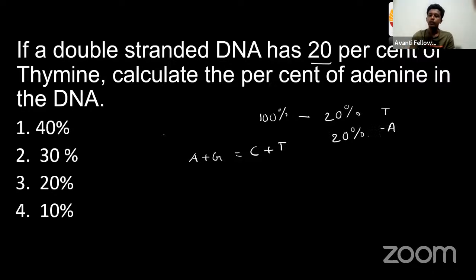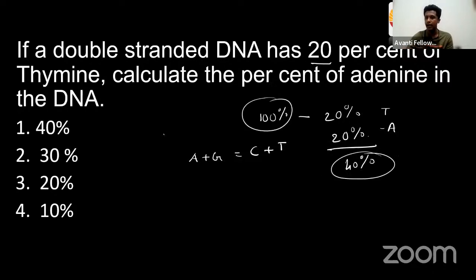If adenine is 20% and thymine is 20%, the total is 40%. So out of 100% of the DNA, we have 40% of A and T. The rest is 60%. Out of that 60%, we have to split it in half. That means if guanine is 30%, cytosine will obviously be 30%. Simple, isn't it? So this is one way of solving it.